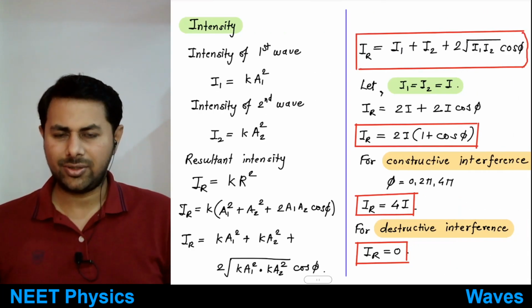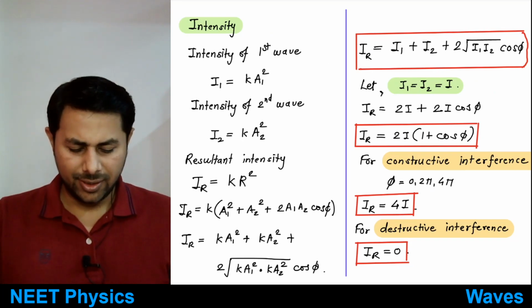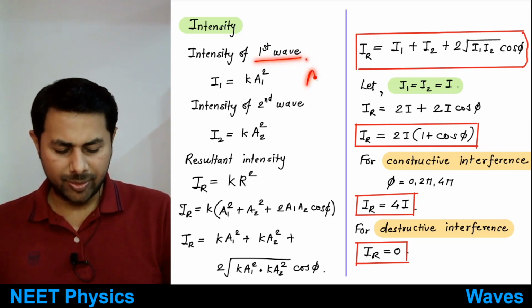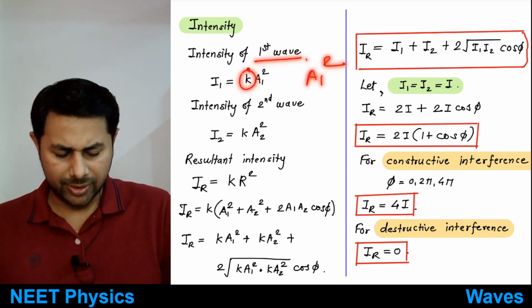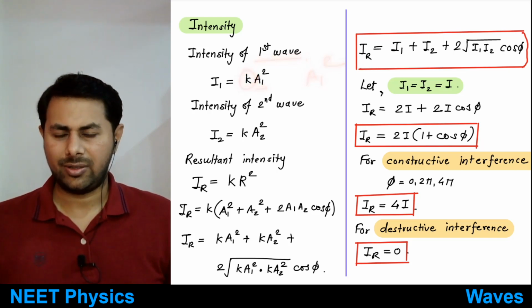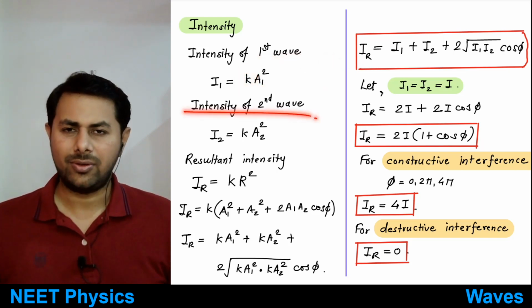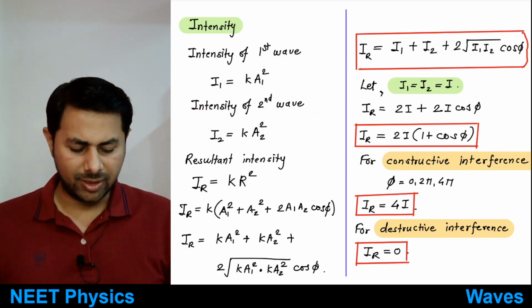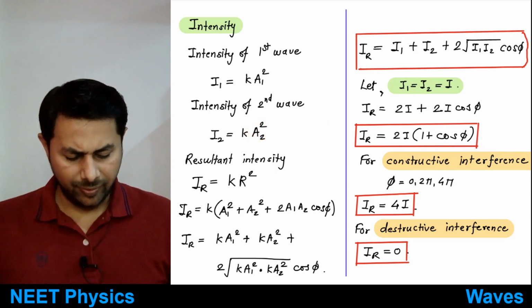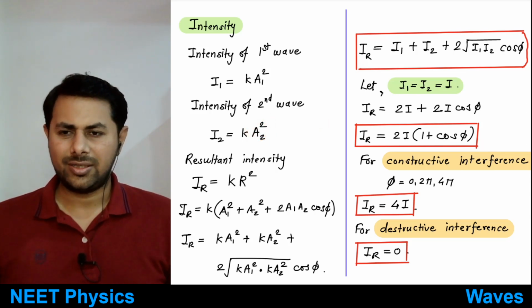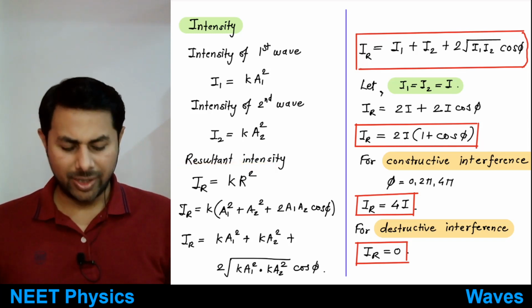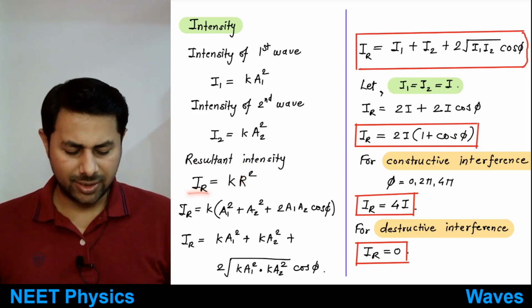Next, let us talk about the resultant intensity. The intensity of the first wave is directly proportional to a1 square, so suppose it is some constant k times a1 square. The intensity of the second wave is directly proportional to a2 square, so it is k multiplied by a2 square. The resultant intensity is directly proportional to the resultant amplitude squared. The resultant amplitude is R, so the resultant intensity is k times R square.